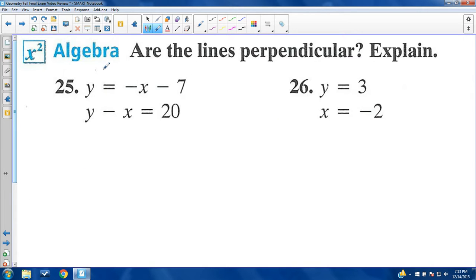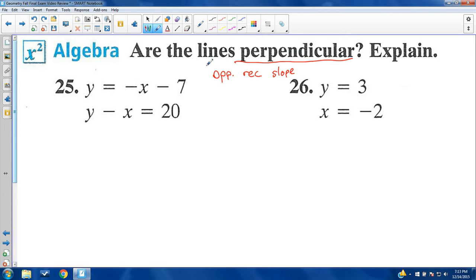Okay, number 25, are these lines perpendicular? Explain. This is still in chapter 3, it looks like. So for things to be perpendicular, just like with parallel, you want to think something with regard to slope. Perpendicular is about opposite reciprocal slope. Opposite reciprocal means that the sign changes and the fraction flips, becomes the inverse of what it was before.